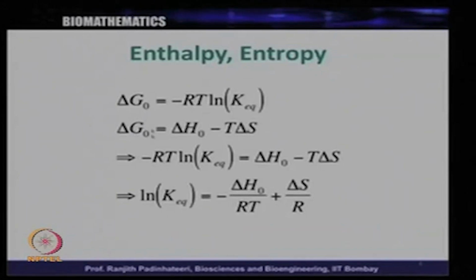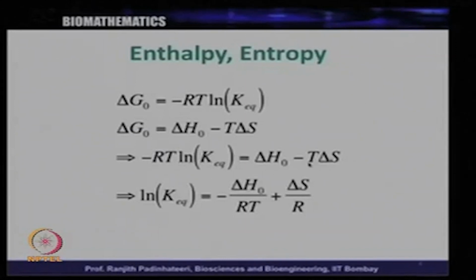If you combine these two, you can substitute for delta G 0 the expression minus R T log K equilibrium from the top equation. Combining this equation and this equation, I substitute this here and I get R T log K equilibrium is delta H 0 minus T delta S. And if I rearrange this, I take minus R T to the right hand side.